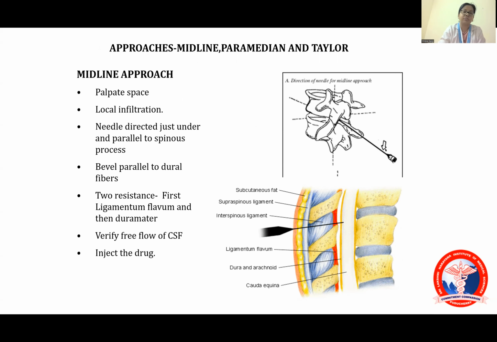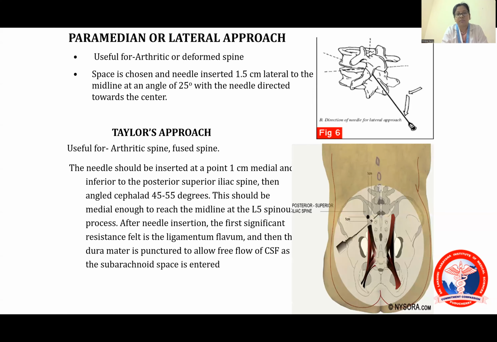What are the various approaches for spinal needle introduction? Most commonly used approach is midline approach. So what are the steps in midline approach? First, space is palpated, local infiltration is done, needle is directed just under and parallel to spinous process, bevel is parallel to dural fibers. Two resistances are felt. First resistance is because of ligamentum flavum, then it is because of dura mater. Then once the free flow and clear flow of CSF is verified, the drug is injected.